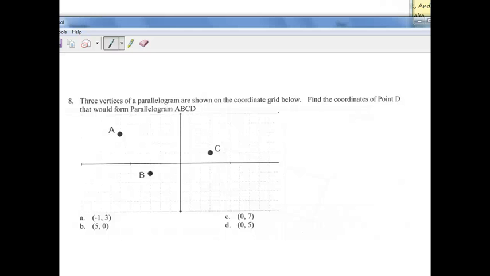Okay, this one is number 8. I think honors and regulars have it. They show 3 vertices of a parallelogram, and they want you to find point D. Alright, so if it's a parallelogram, then whatever this slope is, it has to be the same as this slope, which means this thing's going to come up here somewhere. If you have a reasonable copy, I think that goes up to and over 5, something like that.